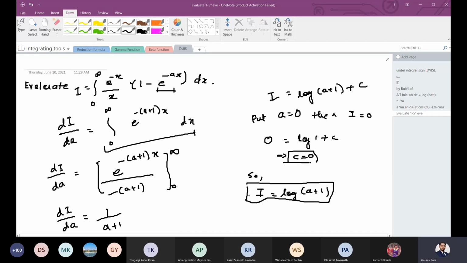That's it. This is the end of DUIS. There is nothing else in the DUIS. I hope you are solving examples from the question banks for whatever we are studying here. Fine, we will stop here. Thank you.